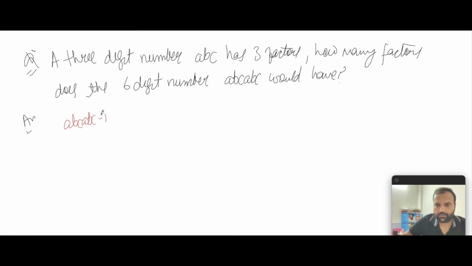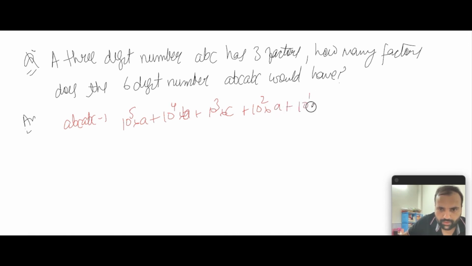Now focus. Okay, so can we write ABCABC in the form of 10 to the power 5 into A plus 10 to the power 4 into B plus 10 to the power 3 into C plus 10 to the power 2 into A plus 10 to the power 1 into B plus 10 to the power 0 into C. Nothing wrong. We have read this, 10 to the power 0, 1, 2, 3, 4, 5. We have read this concept before as well, a very useful concept.